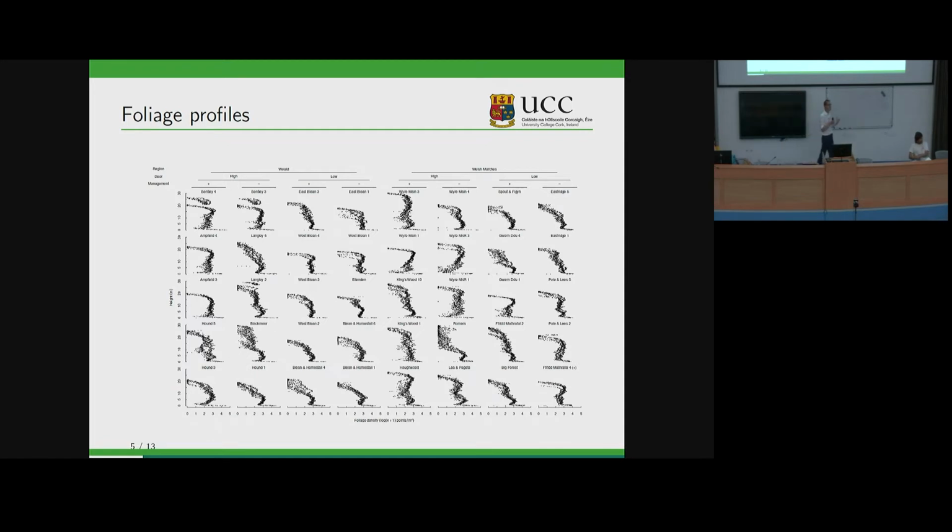So it gives you foliage profiles that are comparable between forests, but they're not comparable within forests. What I mean by that is that when you're sampling using terrestrial laser scanning, the way you're sampling at the bottom is not the way you're sampling at the top, because the further you go up in the canopy, the less and less you're seeing. So as you go towards the top of these plots, they become less and less reliable in terms of the foliage that's present.